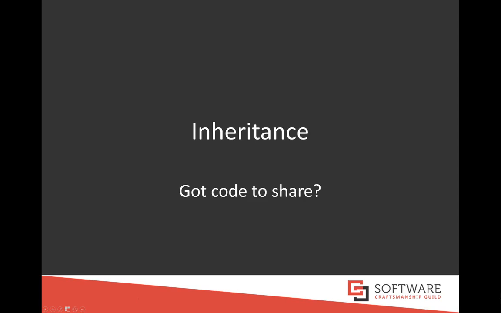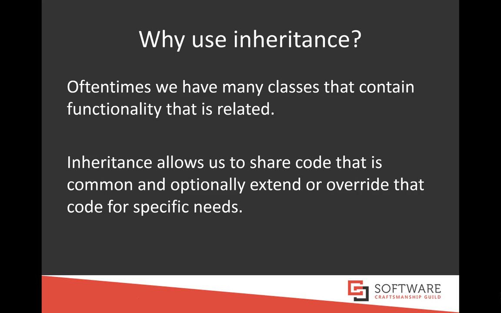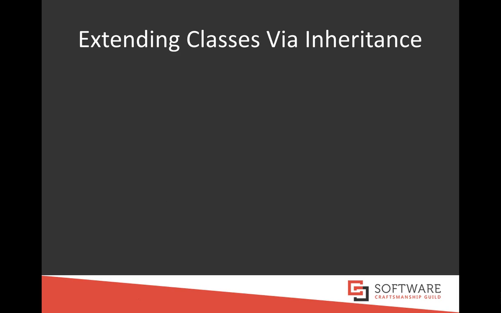In this lesson, we're going to talk about inheritance, which is what we use when we have code that we would like to share. Why do we use inheritance? It's because oftentimes we have many classes that contain functionality that's related. Inheritance is a means for us to share that code that's common and optionally extend it or override that code for specific needs. It's very much tied into polymorphism.